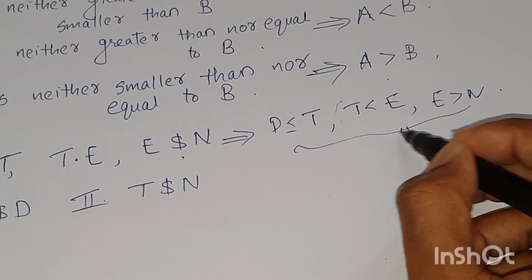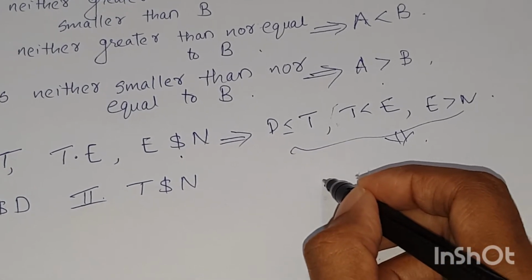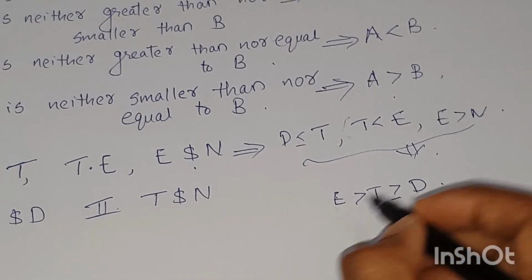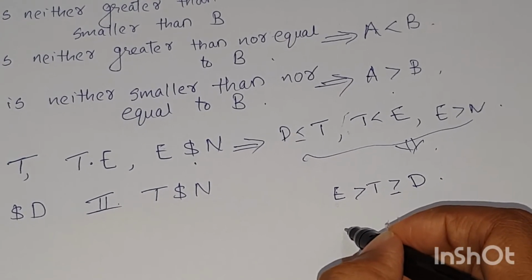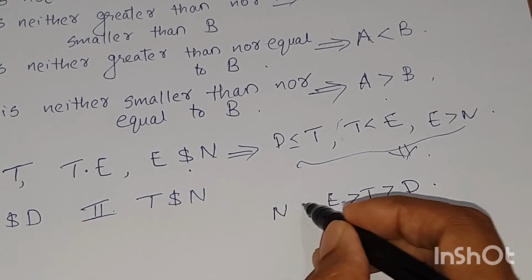So which can be rearranged as how? E is greater than T and T is greater than or equal to D, and this E is also greater than N, right? That means N is less than E.